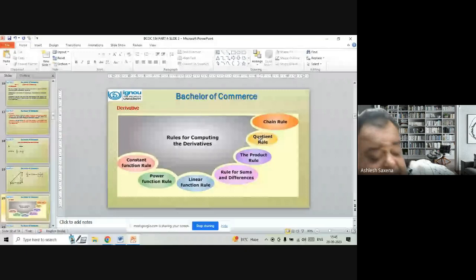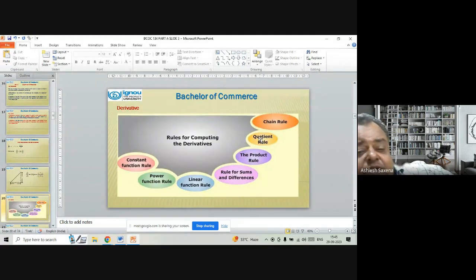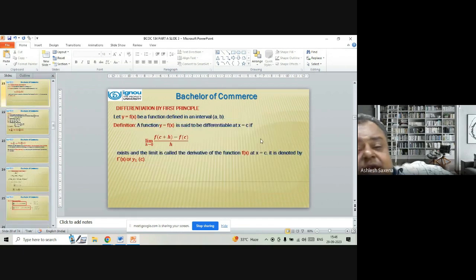What are the different methods or rules by which we can solve a problem related to derivatives? First one is the constant function rule. Second one is the power function rule. Third one is the linear function rule. Fourth one is the rule for sums and differences, that means plus and minus. Then comes the product rule, then the quotient rule, and finally, at the top, the chain rule.